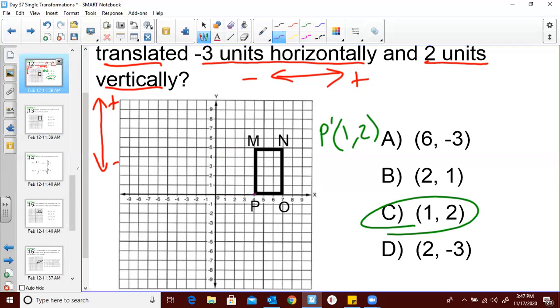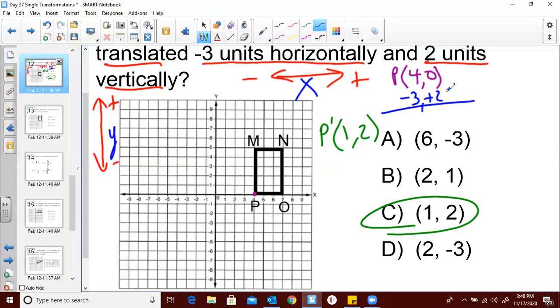What is P? All right, well, P is going to be 1, 2, 3, 4. And I don't have to go up or down because on the x-axis, that's going to be 4, 0. Well, if I have 3 units horizontally left and right, that's my x. And if I have vertical, that's going to be my y.